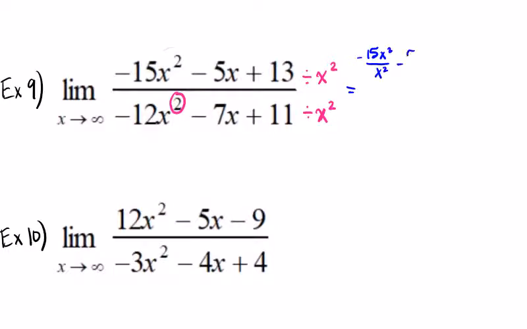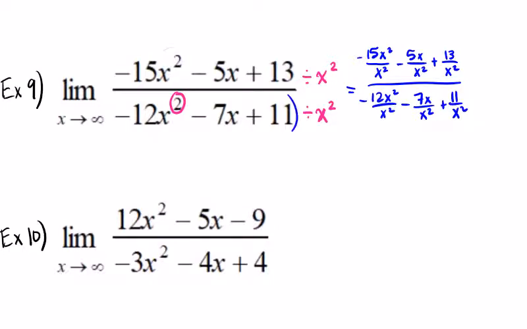And then I'll have negative 5x over x squared, and then I'll have 13 over x squared. And then at the bottom, I'll have negative 12x squared over x squared, negative 7x over x squared, and positive 11 over x squared. Okay, so I'm dividing every one of these terms. I'm basically distributing using division, right? So I'm distributing this x squared and dividing x squared by each of those terms in there.